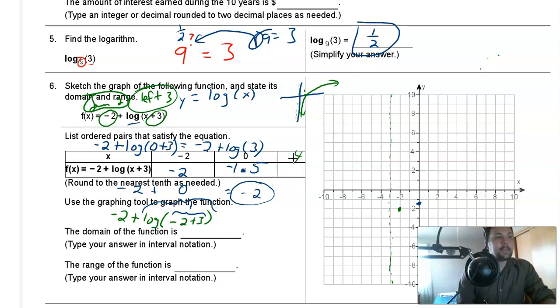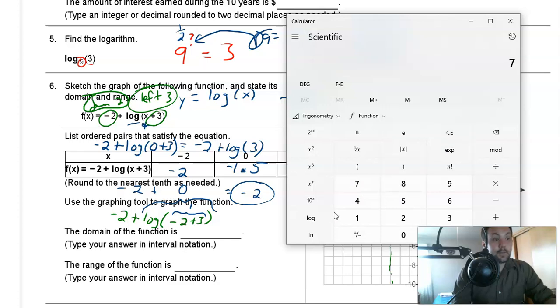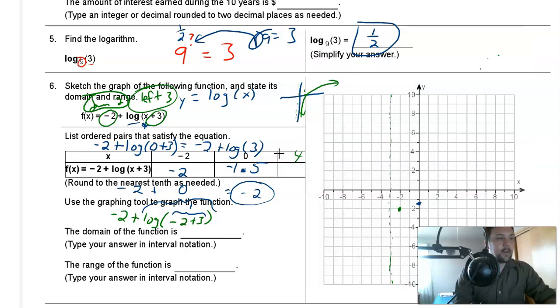We could do one more point. So let's plug in 4 here. If I plug in 4, let's just do this mentally. We'll get 4 plus 3, which is 7, right? So I'm going to do the same thing I just did, except with 7 in my logarithm. So we'll clear this out. Start with 7, take the log of that, and then we'll subtract 2, and we get -1.2 if I go to 1 decimal place, right? So -1.2, which again still hasn't reached -1 yet. So even when I go way out here, it's still going to be below -1 on the y-axis.